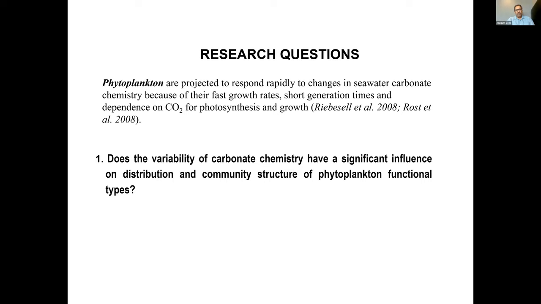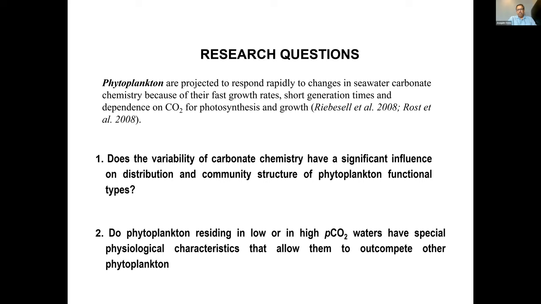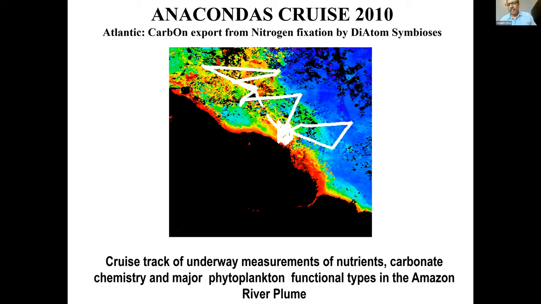So my questions today are, does the variability of carbonate chemistry have a significant influence on the distribution and community structure of phytoplankton functional types? And do phytoplankton residing in low or high CO2 waters have special physiological characteristics that allow them to outcompete other phytoplankton? So I'll start with this work that got me interested in the East Coast ocean acidification and my pitch for joining these cruises. So in 2010, I participated on this cruise called ANACONDAS. It was led by Tish Yeager from University of Georgia. And this cruise actually transected the Amazon River plume as it exited out from the Amazon River into the Atlantic Ocean.